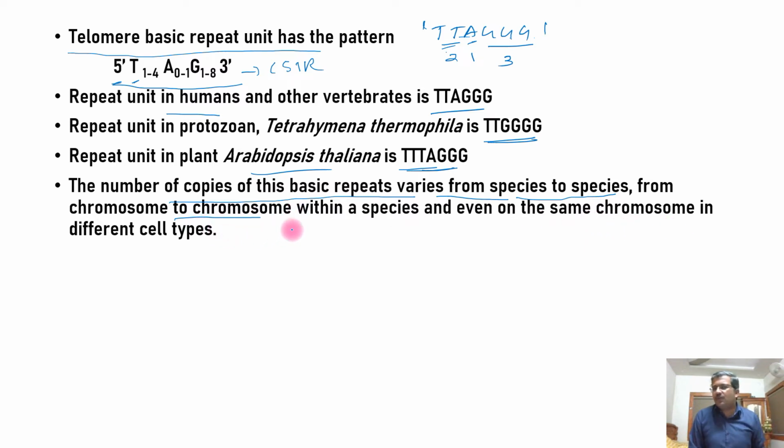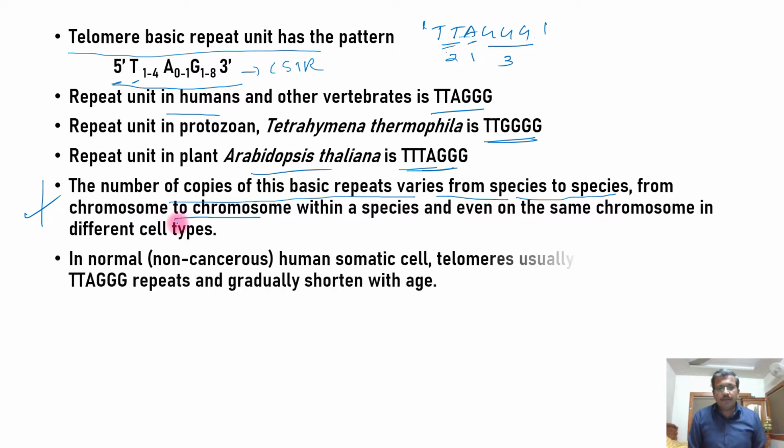So there are two differences you can find. The type of repeat will vary from species to species or organism to organism, but you can have more than one organism having the same repeating pattern. The second difference is in how many repeats you can find. That will be different from species to species. It can vary from chromosome to chromosome within a single cell, and it can vary on the same chromosome within a species but in different cell types. So that number will vary in this pattern. Another important factor that we have to remember.